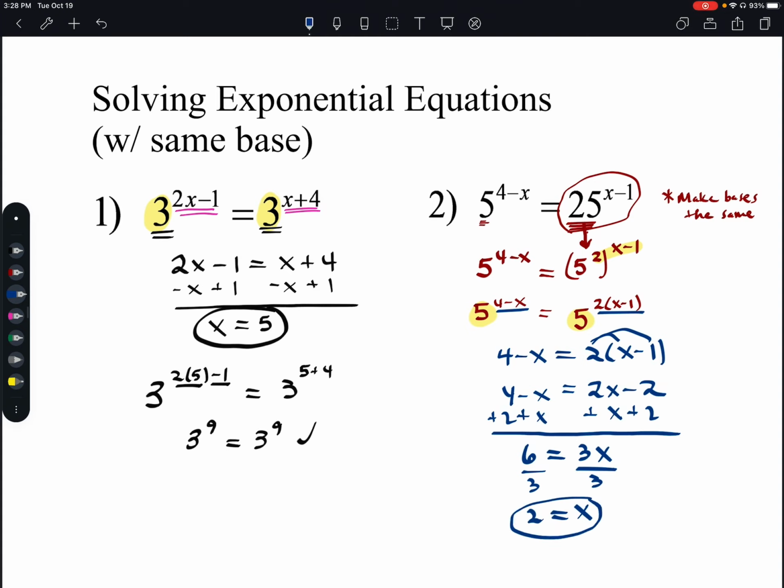It's really easy to plug it in and check it. So up above, I've got 5 to the power of 4 minus 2 should equal 25 raised to the power of 2 minus 1. Well, 5 to the power of 4 minus 2 is 5 squared, which is 25. And then 25 to the power of 2 minus 1 is 25 to the first power, and you see that it works out. So it's really easy to check these. I would expect that you are checking them.